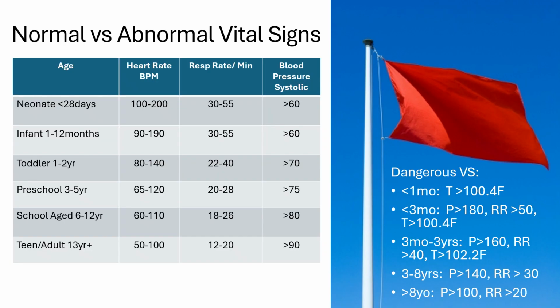All right, so first up, let's look at normal versus abnormal vital signs. On the left-hand side here are your normal vital signs based on the patient's age. So you've got your neonate, infant, toddler, preschooler, school-aged, and then teen and adult. Just looking at the heart rate, the respiratory rate, and blood pressure. So that just gives you an idea. And I'm not telling you to memorize these things by any means, but it should get flagged in the vital signs tab when you're charting these things if something is abnormal. So just keep that in mind.